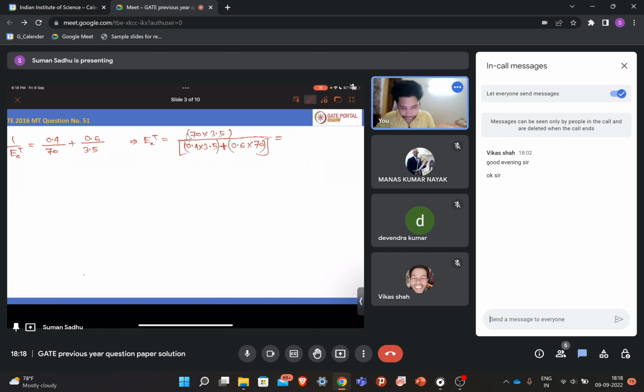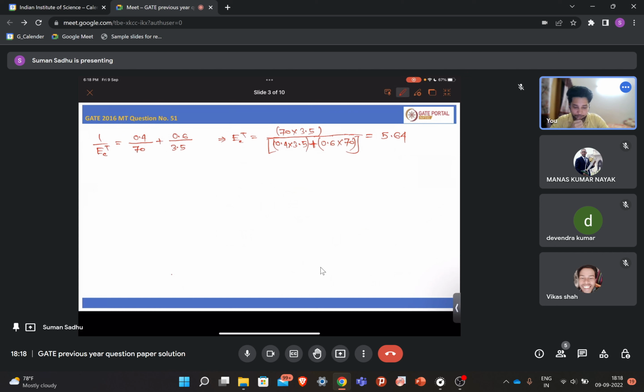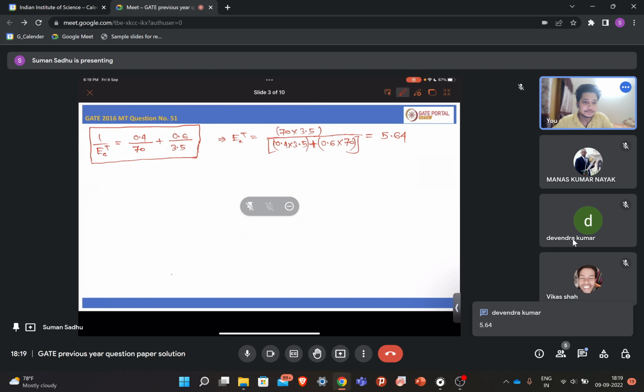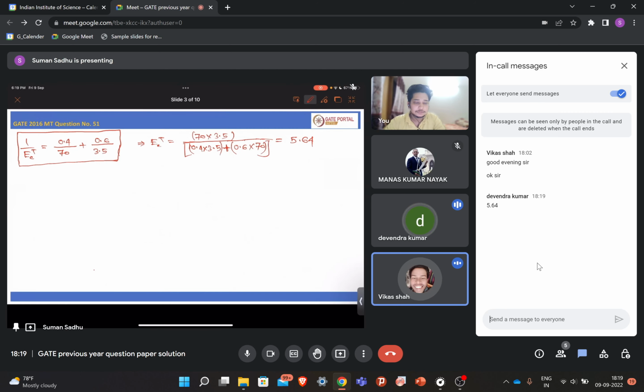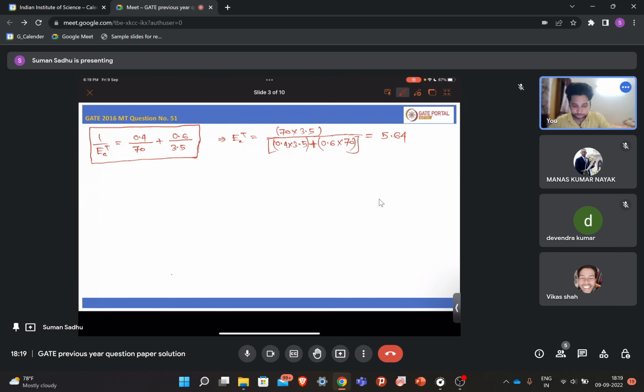It will come 5.64. Check it once again. Are you getting the same or not? Others are getting this value. Devendra, Manas, have you calculated? Yes, sir. 5.64. Yes, it is 5.64.